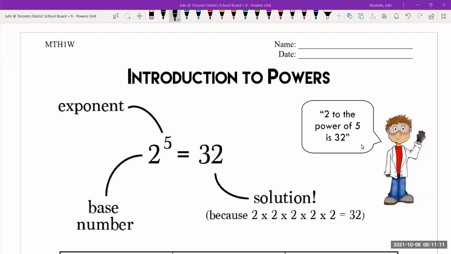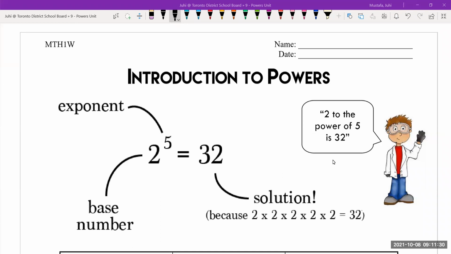Okay, so introduction to powers. How many of you guys remember learning powers? I want you to take a look at the numbers that I have posted on the screen. You're going to notice whenever we're talking about powers, we're going to have a big number and then a little number that's written on the top right-hand corner.